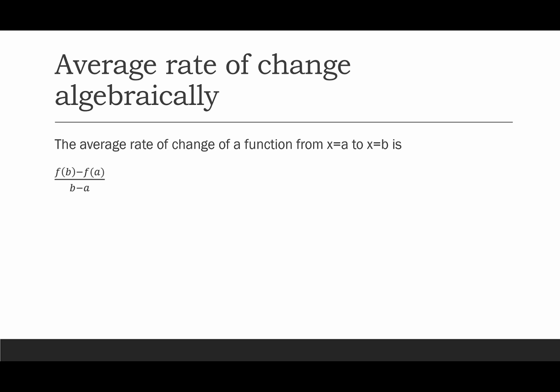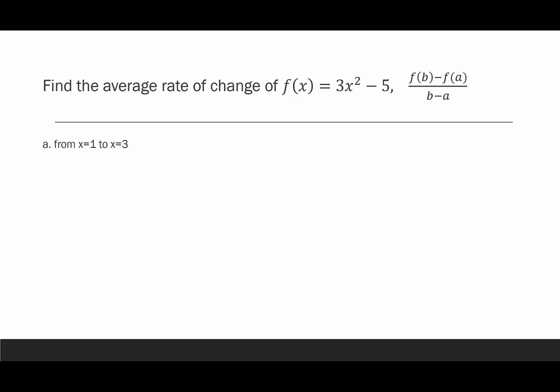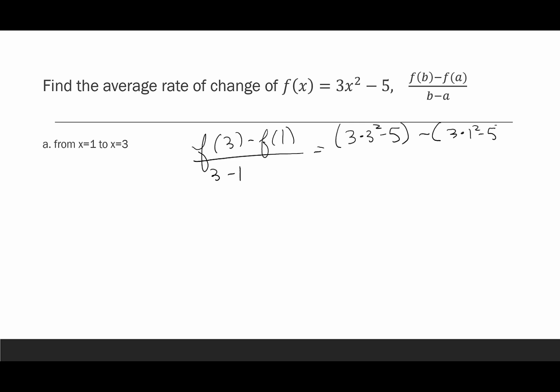We can change that and write it algebraically and look at this with functions by finding f of b minus f of a over b minus a. So let's take this function 3x squared minus 5 and let's find the average rate of change from x equals 1 to x equals 3. So I'm going to write f of 3 minus f of 1 over 3 minus 1. I'm first plugging 3 into the 3x squared minus 5. So I have 3 times 3 squared minus 5. And then plug in 1, 3 times 1 squared minus 5.